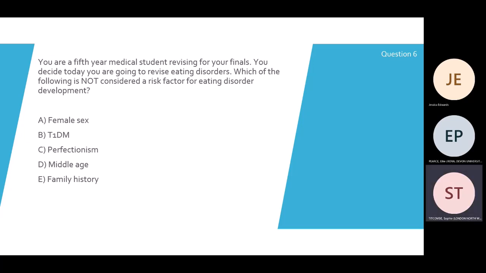So you are a 5th year medical student revising for your finals, and you decide today that you're going to be revising eating disorders. Which of the following is not considered a risk factor for eating disorder development? A, female sex, B, type 1 diabetes mellitus, C, perfectionism, D, middle age, and E, family history. So we're thinking about which one is not a risk factor for eating disorders.